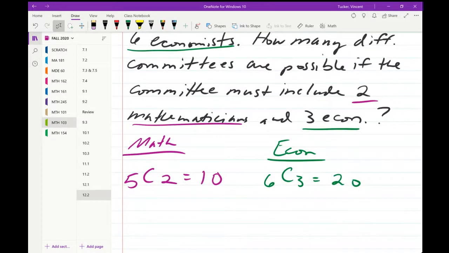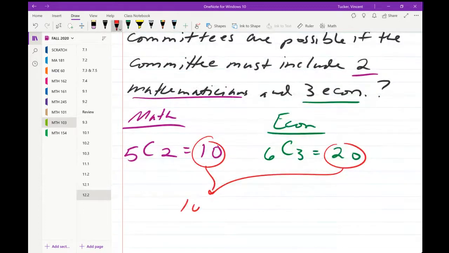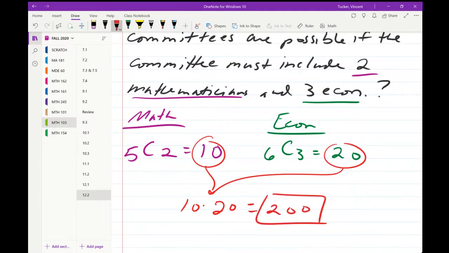All right. Take both of those and multiply them together. And you have 200 different ways that you could create those committees. All right. Questions on what we did.